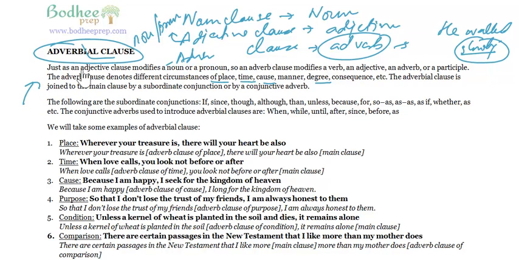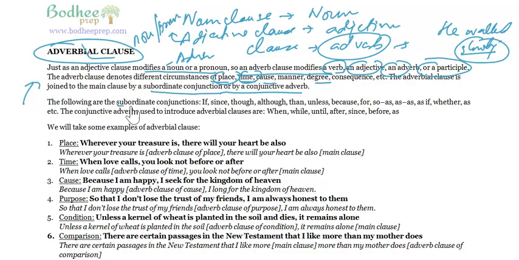It says here, just as an adjective clause modifies a noun or a pronoun, so an adverb clause modifies a verb, an adjective or an adverb, or even a participle. The adverb clause denotes different circumstances of place, time, cause, manner, right? The adverbial clause is joined to the main clause by a subordinate conjunction or by a conjunctive adverb.